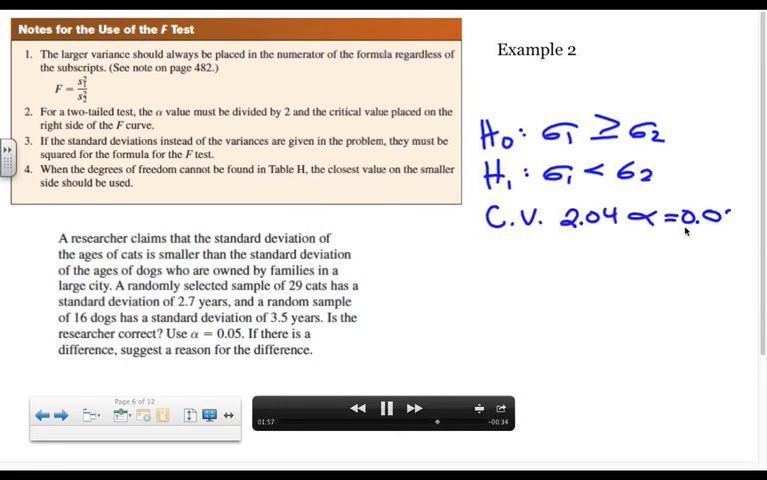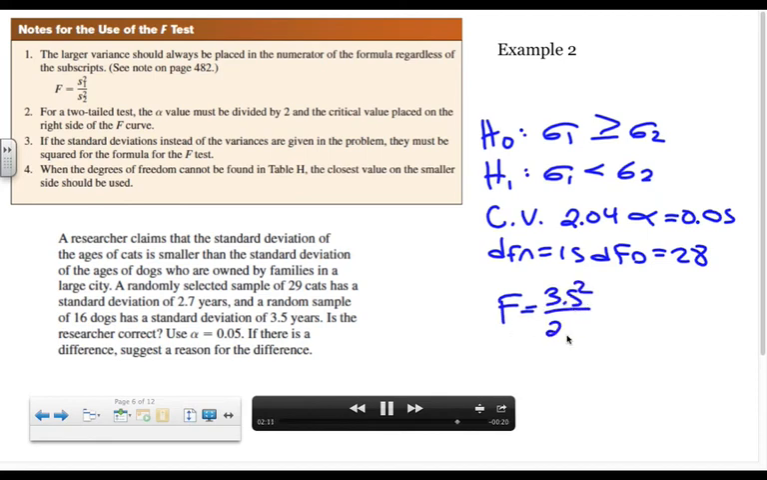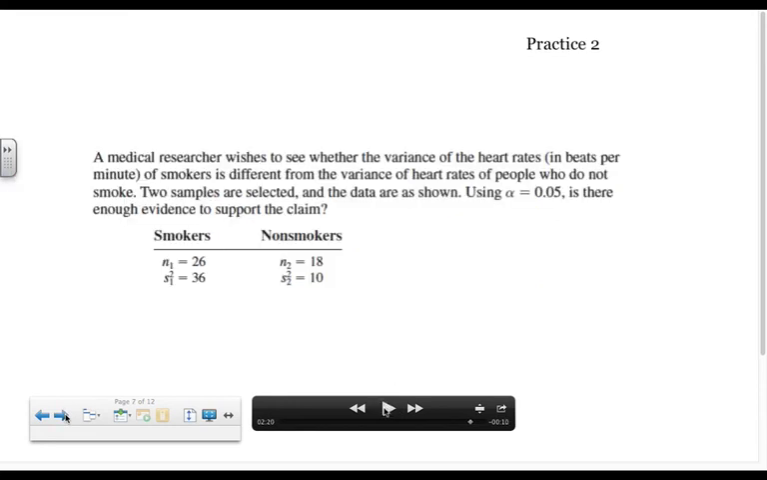Critical value is 2.04 at alpha equals 0.05. We looked this up in the chart. Degrees of freedom of the numerator is 15. Degrees of freedom of the denominator is 28. So we put the bigger one on the top, which is going to be the dogs. So 3.5 squared over 2.7 squared gives us 1.68. We do not reject, so we can't say that there's any significant difference between the standard deviations.